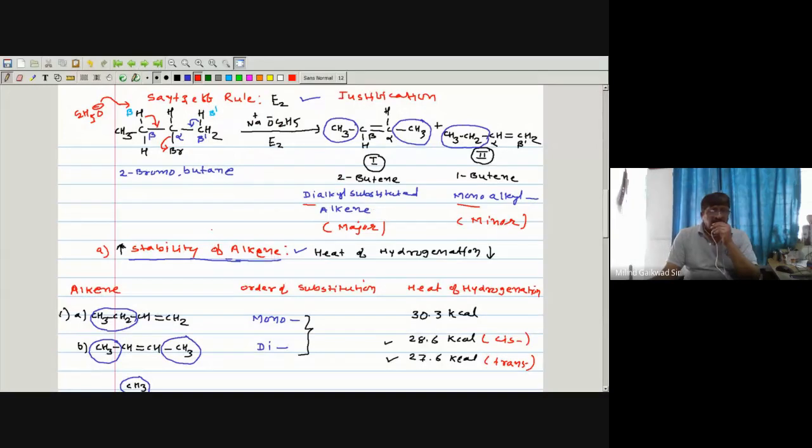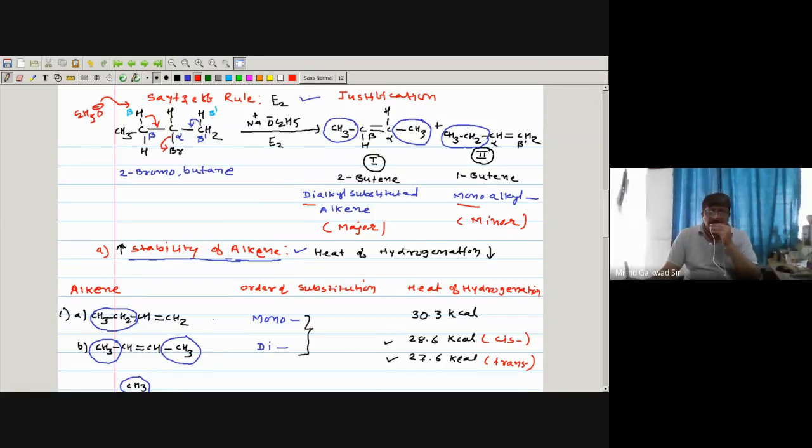In this case, the 2-bromobutane will undergo elimination with base. There is a formation of compound number 1 and compound number 2. You know, compound number 1, that is 2-butene, is major and 1-butene is minor. Why is 2-butene major? Because we can explain the formation of major compound 1 by the stability of the alkene. The more stable the alkene, the more is the formation of that compound.